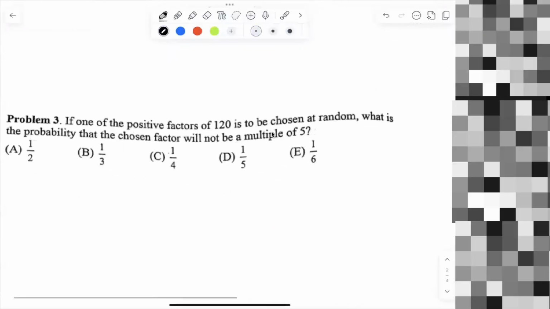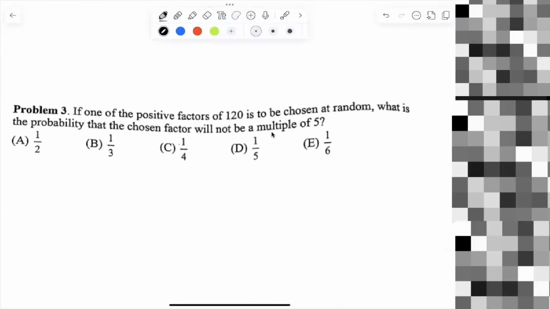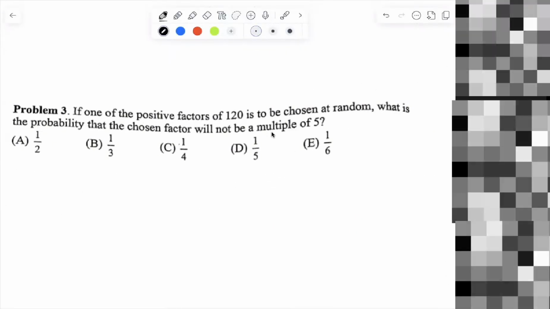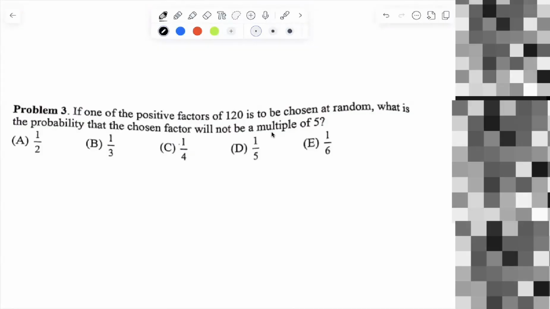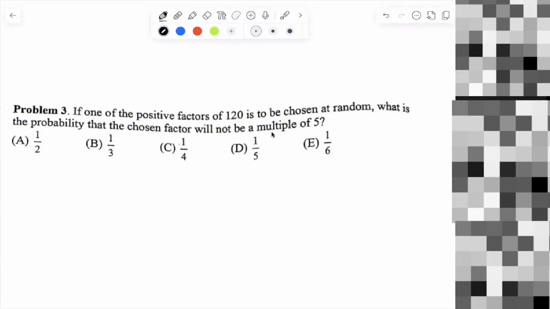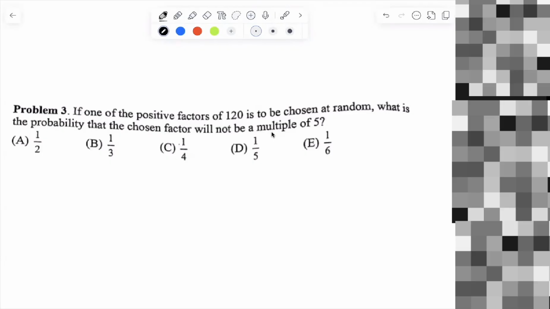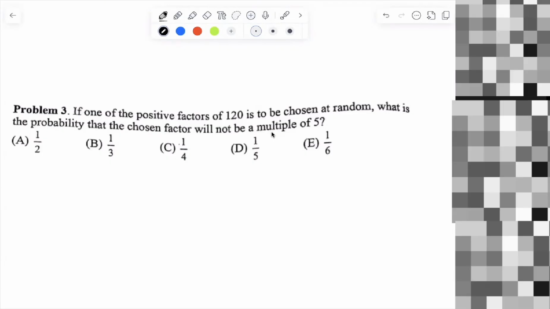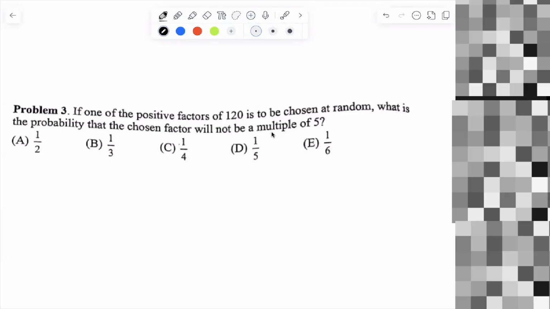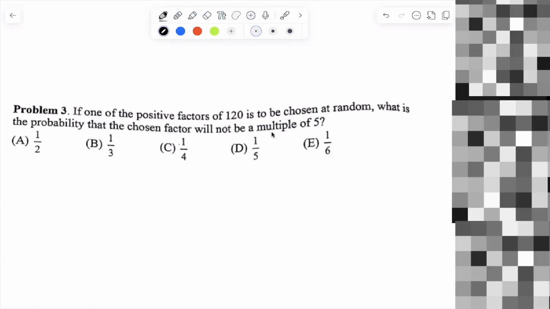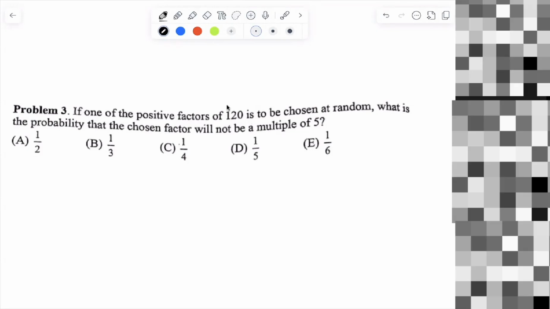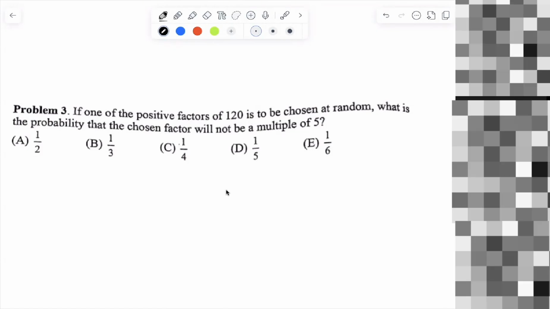Now let's move on to problem 3. If one of the positive factors of 120 is to be chosen at random, what is the probability that the chosen factor will not be a multiple of 5? So basically, how do we approach this? Well, first off, you want to find how many factors there are in 120.